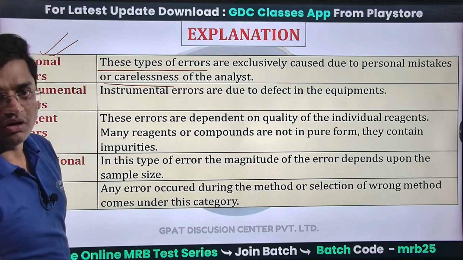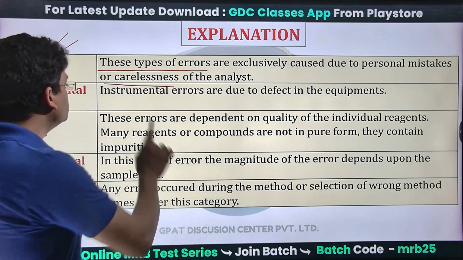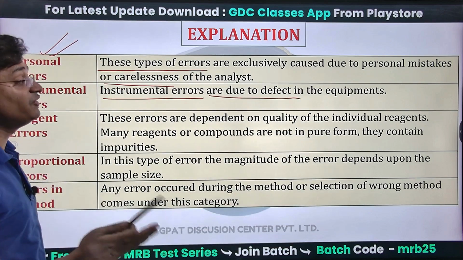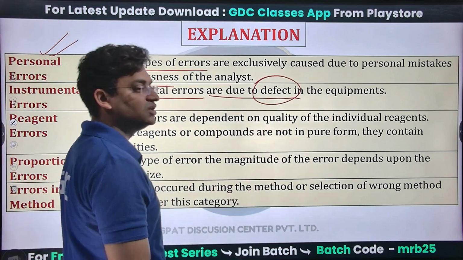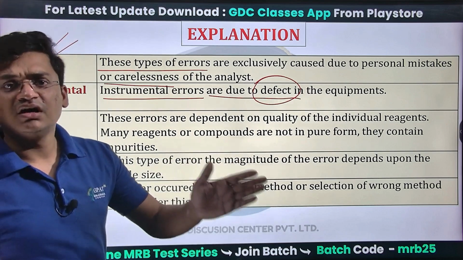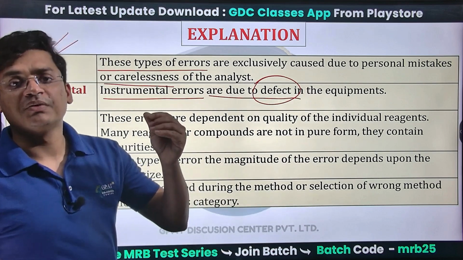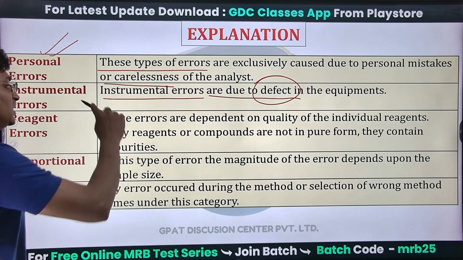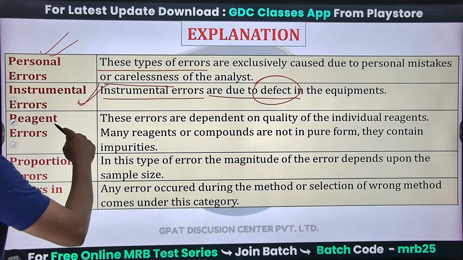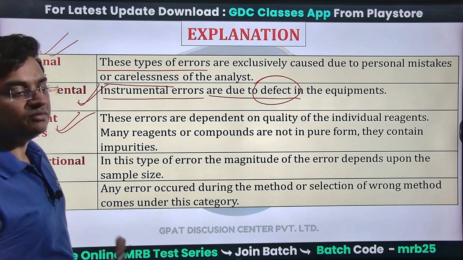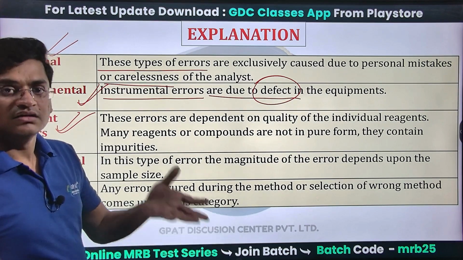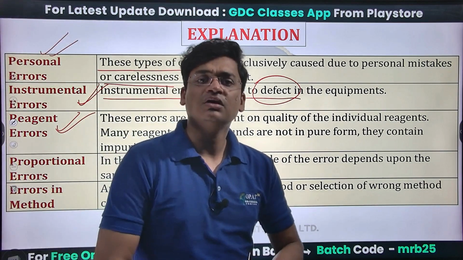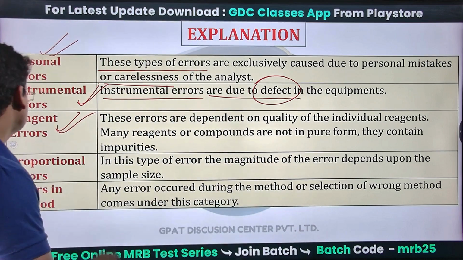Instrumental error. What do you call instrumental errors? Instrumental errors are due to defects in equipment. If there was no proper marking of the measuring apparatus, or it was not properly calibrated, these kinds of errors arise under instrumental error. Reagent error: if the reagent quality was not good, such faulty reagents cause reagent errors.